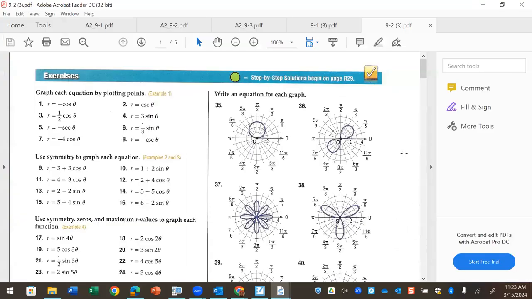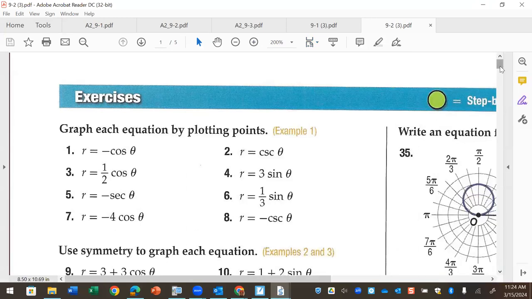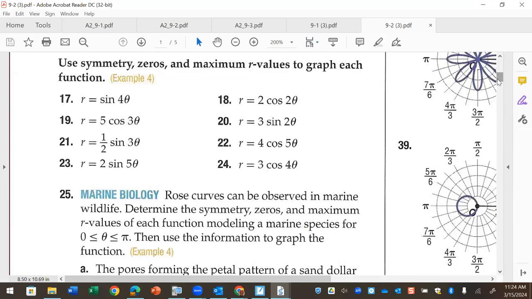17? Maybe. I think I'm in the wrong assignment here. Or not. Okay. So 17, did you want to do it by hand? Is that what you're saying? Yes. Okay.